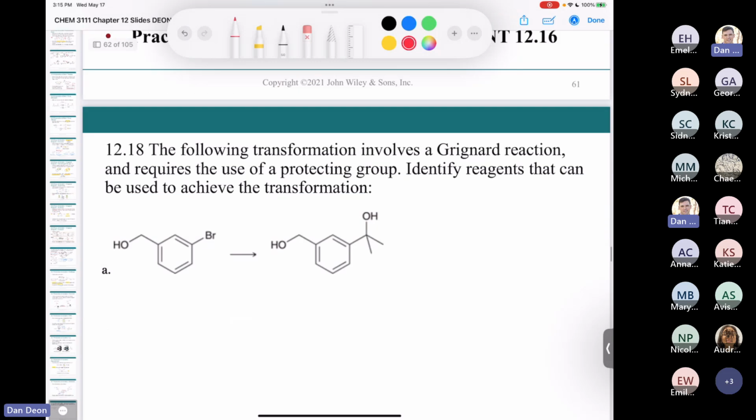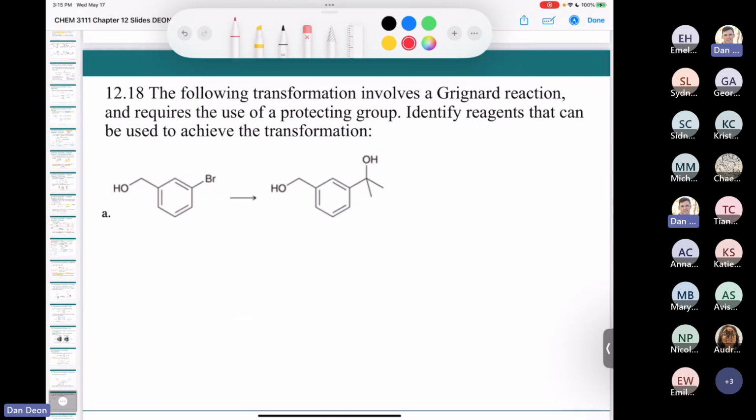So let's take a look at one question. I asked this question on a quiz, I think last fall or something at UCCS. So it says the following transformation involves a Grignard reaction and requires a protecting group. Identify reagents that can be used to achieve the transformation. If we look at the first compound, it has a total of 7 carbons. And then we're going to add 3 carbons, so 6, 7, 8, 9, 10. So we're ending up with 10 carbons. And you can see that we're adding these 3 carbons here. And we're also adding this oxygen.